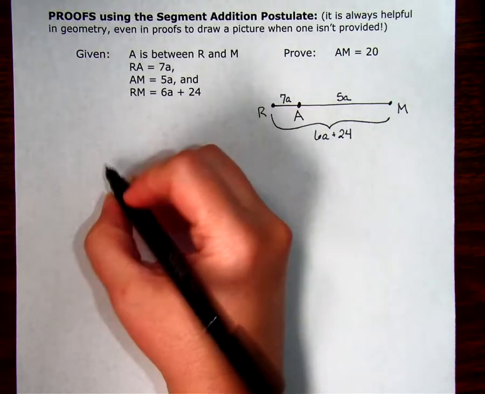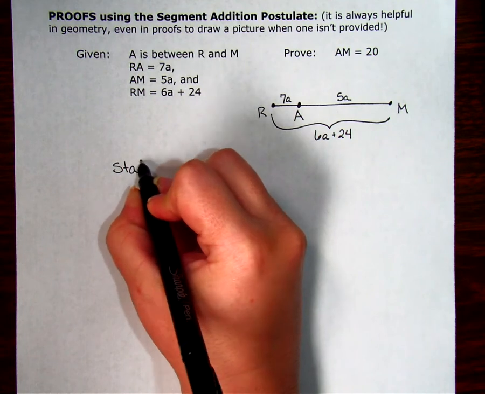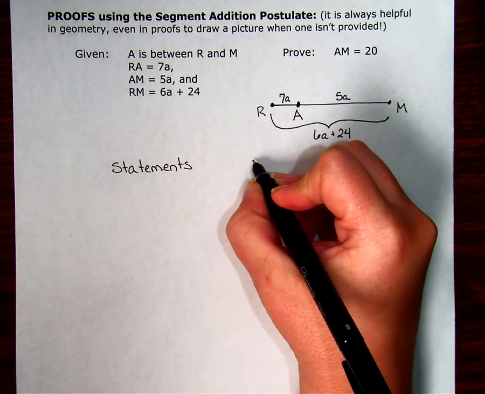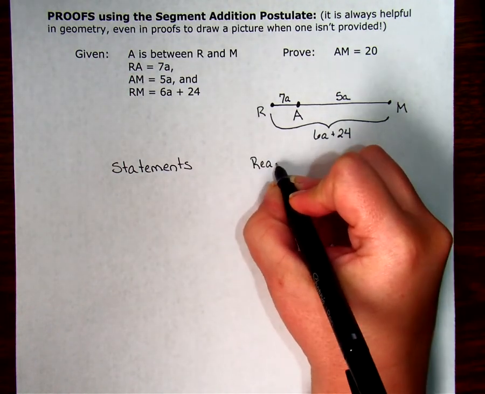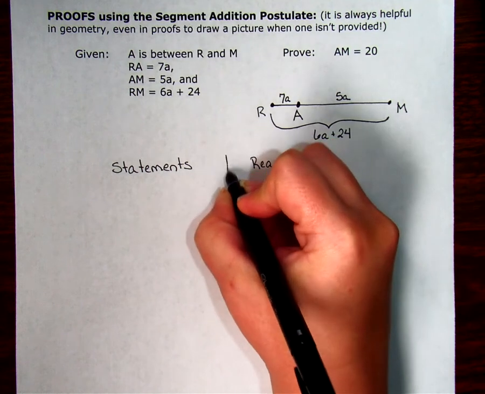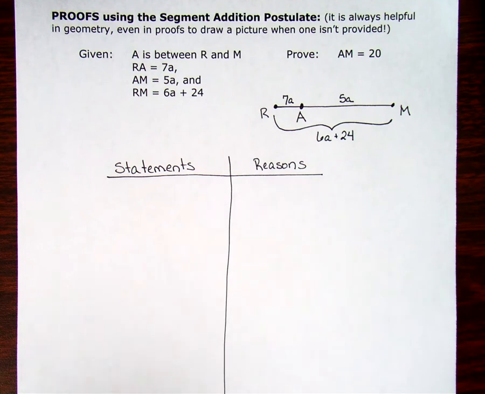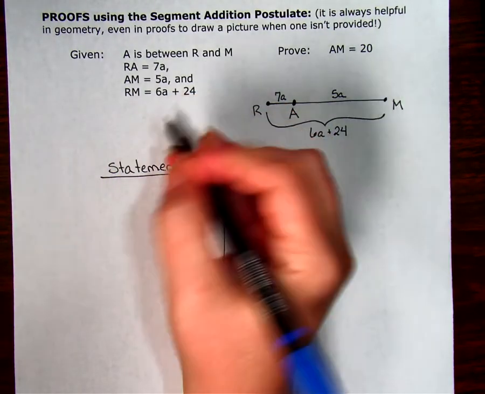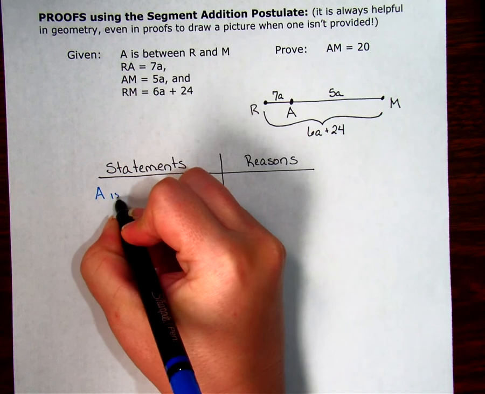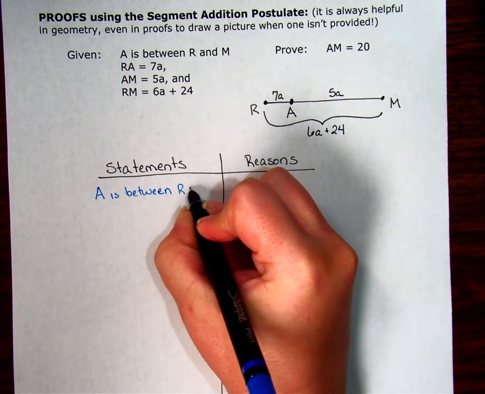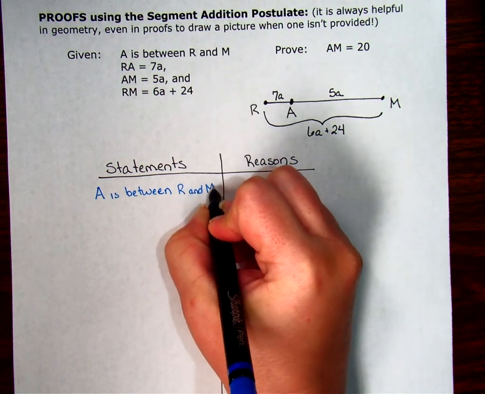So let's set up our two columns. We have our statements on the left, and we have our reasons, our justifications, on the right. Now I have lots of givens here. My first one is given A is between R and M. So I'm going to start with my first one: A is between R and M. Reason: Given.